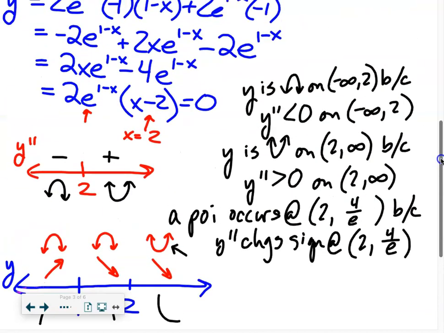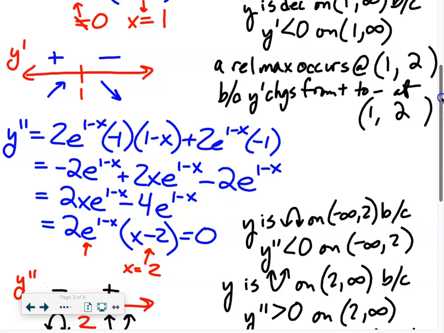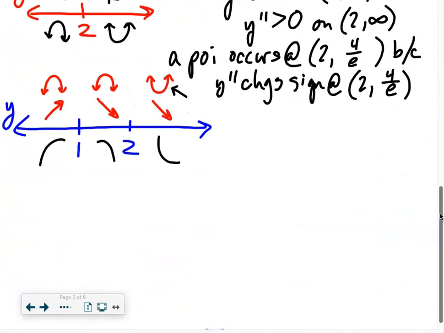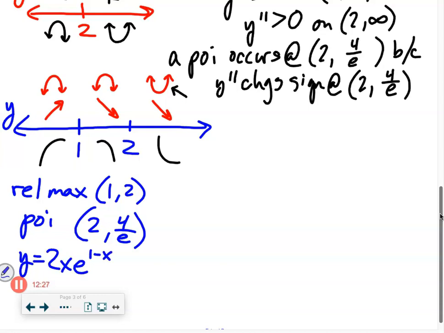So we know the point (1, 2) is our relative max, and we know we have the point (2, 4/e). So I'm going to just rewrite those over here. So we have a relative max at the point (1, 2). We have a point of inflection at the point (2, 4/e). We also know our original function, which is 2x e^(1-x).